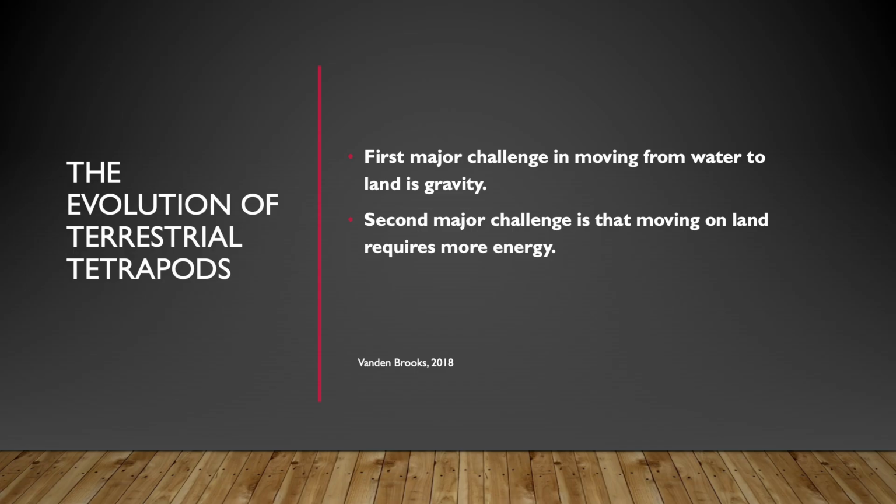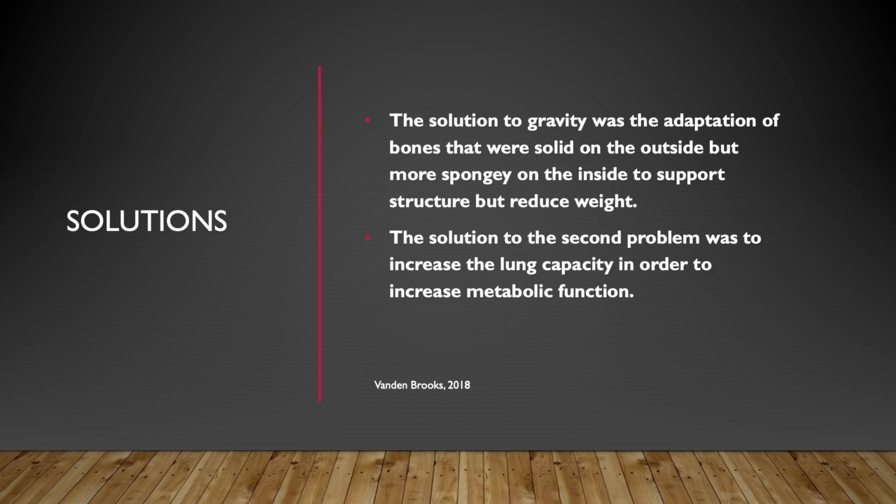Citation Vandenbroek 2018. During this time, we see the skeletal structure of animals changing to bones that are more dense on the outside but spongier on the inside. Having bones that were less dense on the inside helped with the amount of weight an animal had to support on land. At this time, we also see the development of limbs continuing down into the lobe fins of the fish to support them as they walk in shallow water environments.